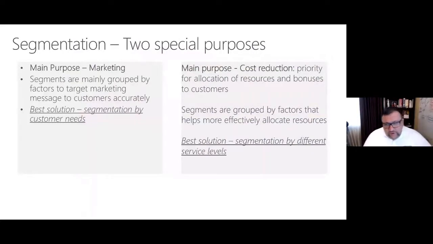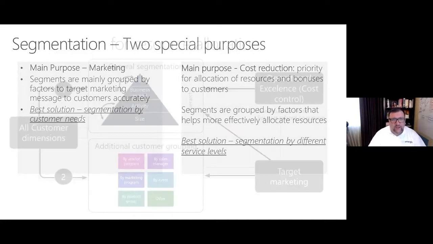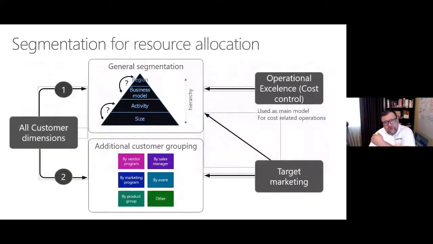Another thing that is also used for individual and sales team performance management is segmentation. As we discussed, there are two purposes of segmentation: cost reduction and marketing. If we look at sales segmentation, we need to understand the segmentation hierarchy, or what kind of factors we use to do the segmentation. It's usually region, business model, activity, size of the company, and some additional ones, maybe sales manager, event, or marketing program. So segmentation is usually very dynamic.